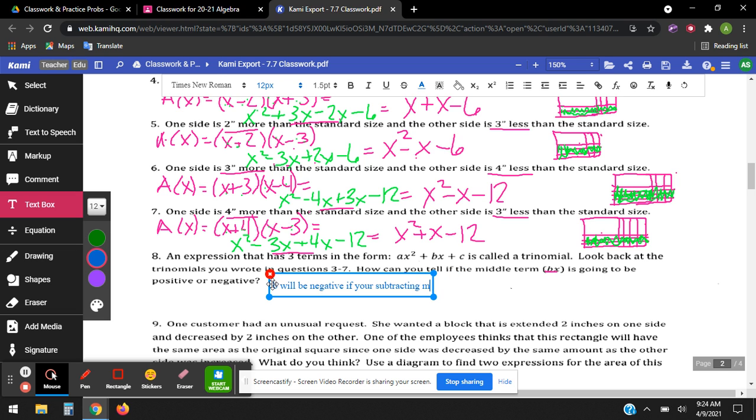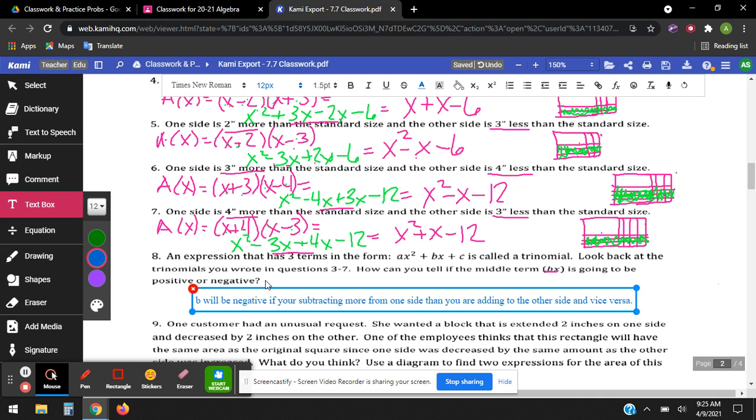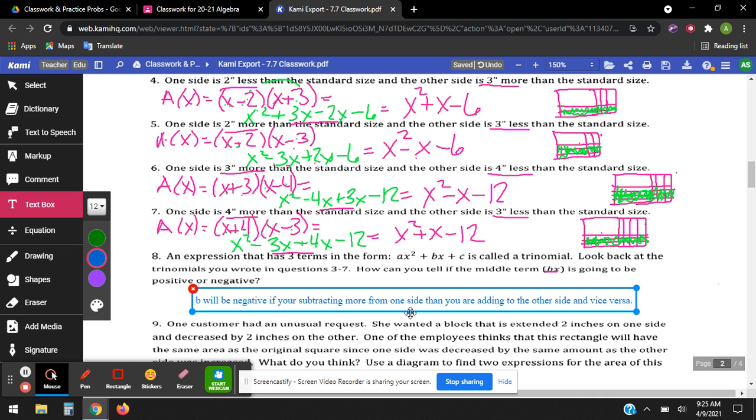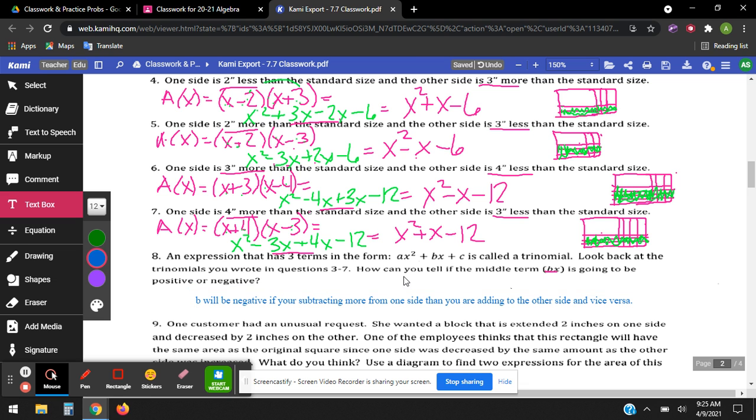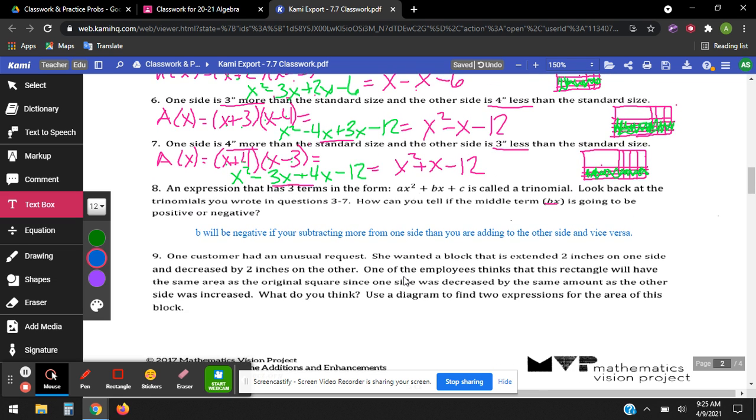So if you're subtracting more from one side than you are adding to the other side, and vice versa. In other words, B's negative if I'm subtracting more from one side than I'm adding. It'll be positive if I'm adding more than I'm taking away.